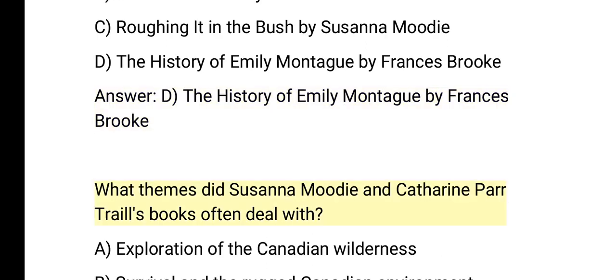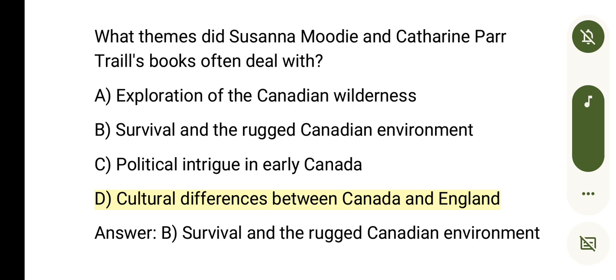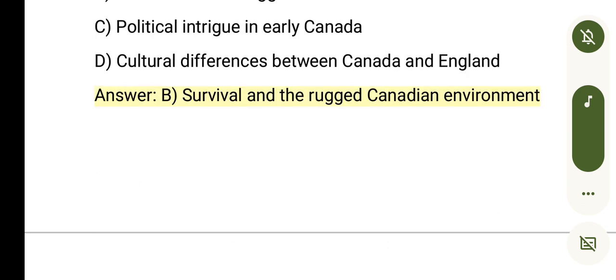What themes did Susanna Moodie and Catharine Parr Traill's books often deal with? A. Exploration of the Canadian wilderness. B. Survival in the rugged Canadian environment. C. Political intrigue in early Canada. D. Cultural differences between Canada and England. Answer. B. Survival in the rugged Canadian environment.